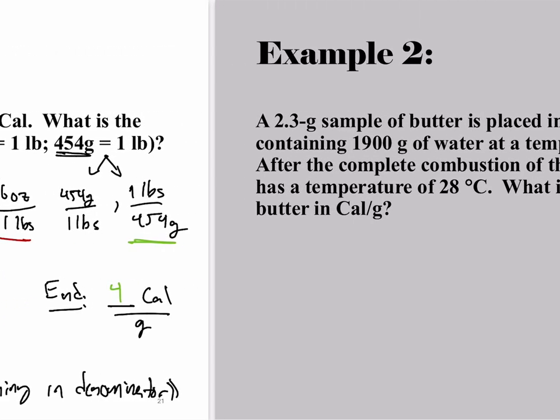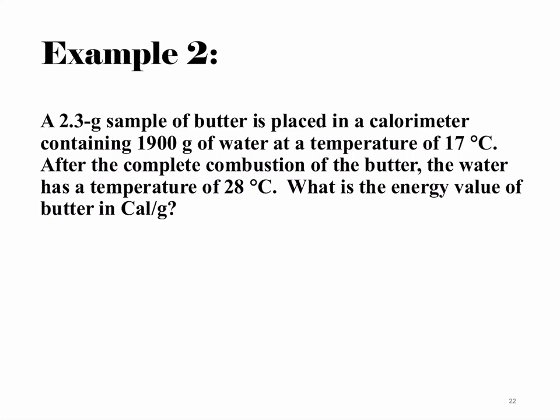All right, so here we have a calorimeter problem. I'll let you guys think about this one. You have a 2.3 gram sample of butter, and it's placed within a bomb calorimeter containing 1900 grams of water at a temperature of 17 degrees Celsius. After the complete combustion of the butter, meaning you've burned up all the butter, the water temperature is at 28 degrees Celsius. What is the energy value of butter in calories per gram, right? So you want to solve for the energy value, and you want to solve for it in units of calories per gram.